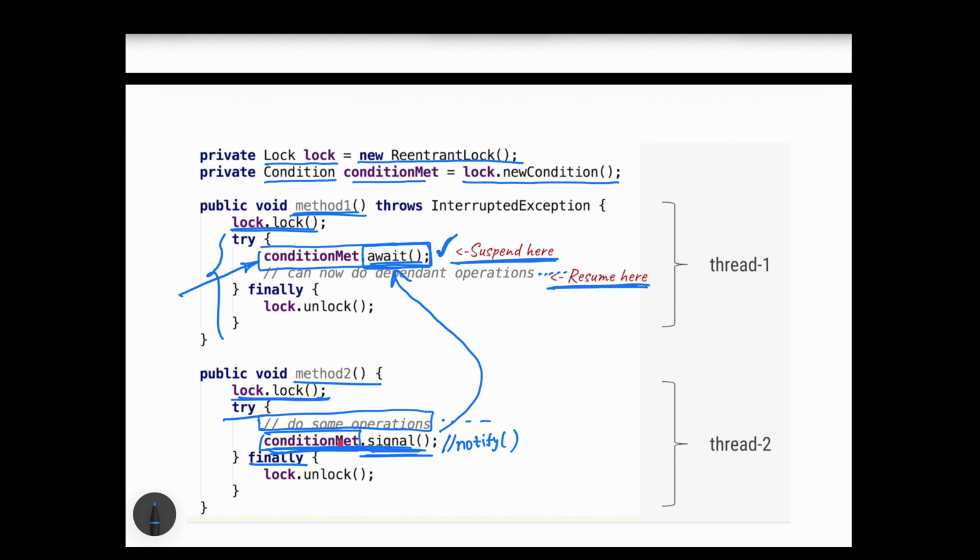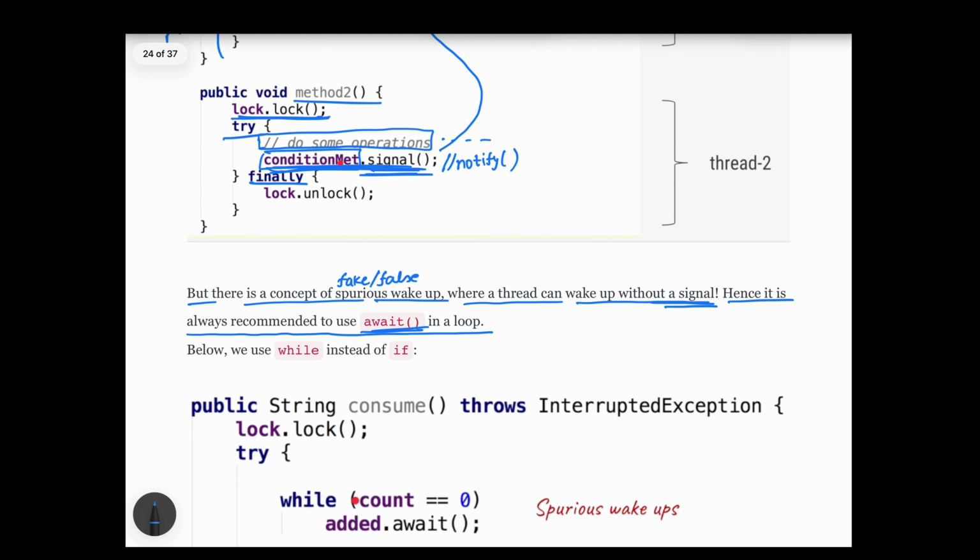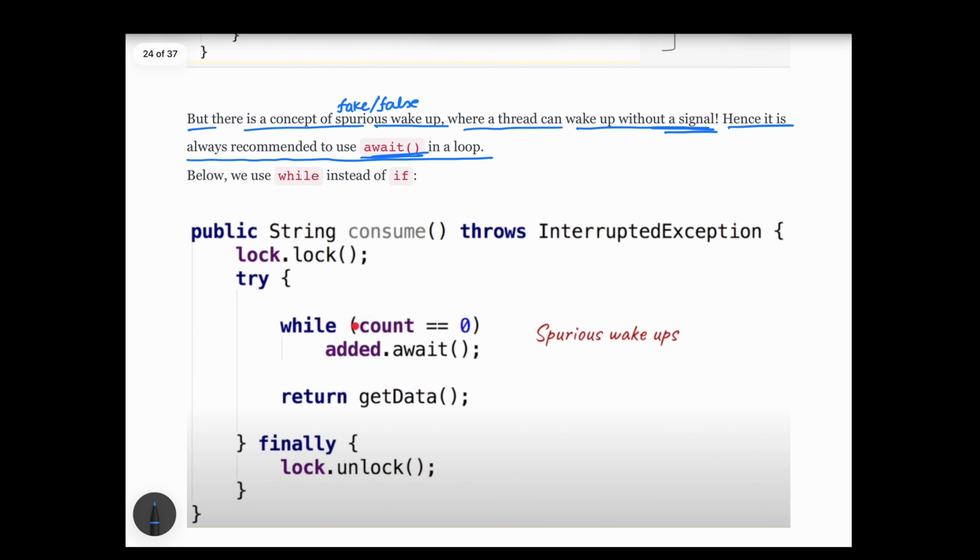So this is actually not the correct way. So I would say this is not the correct way. Why is that so? Because a thread can wake up without a signal. This is a concept of spurious wake up. Now, below we use while instead of if.